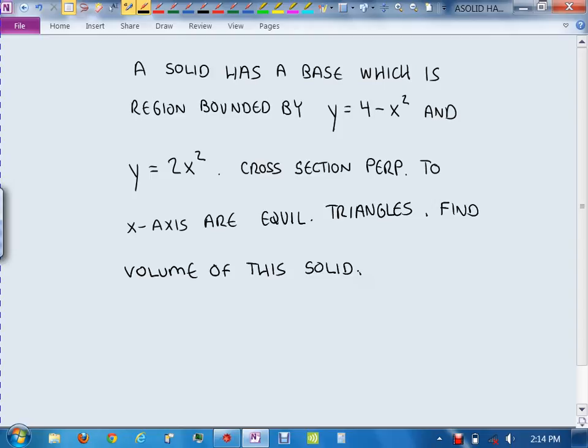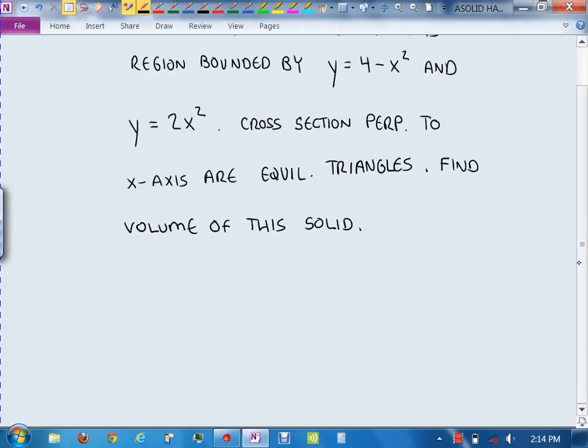Are you ready? So the first thing you should start with is the picture of the region that's the base of the solid. So what's the picture of the region that's the base of the solid? Do y'all have this written? Are we good? Okay. What's the picture of this?